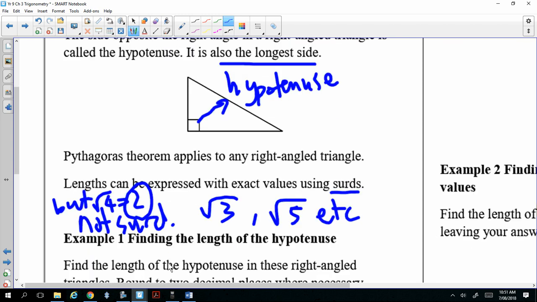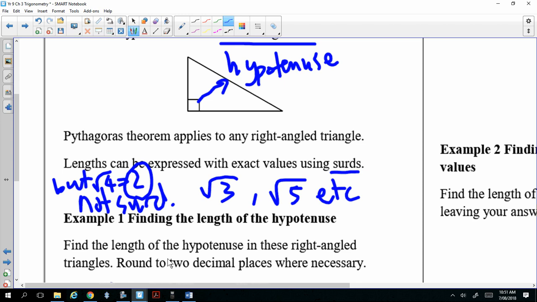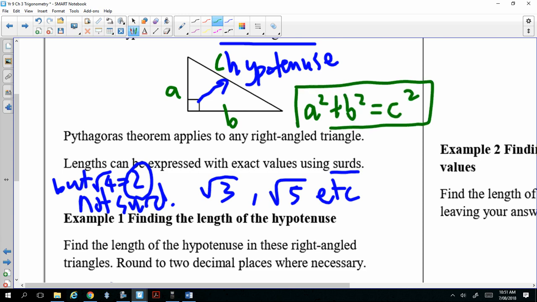Okay, so the Pythagoras theorem says that, with sides C, A, and B, we write A squared plus B squared equal to C squared. If you know it, that's good. It doesn't hurt to write it again.